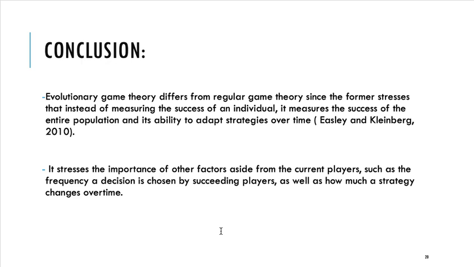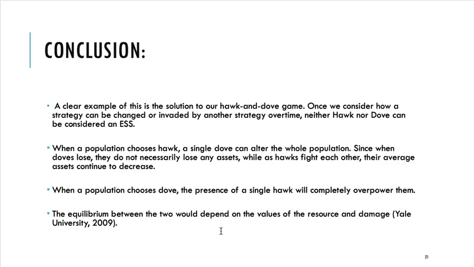Evolutionary game theory differs from regular game theory since this stresses that instead of measuring the success of an individual, it measures the success of the entire population and its ability to adapt strategies over time. It also stresses the importance of other factors such as other players as well as the frequency a decision is chosen by other players as well as how much it changes over time.